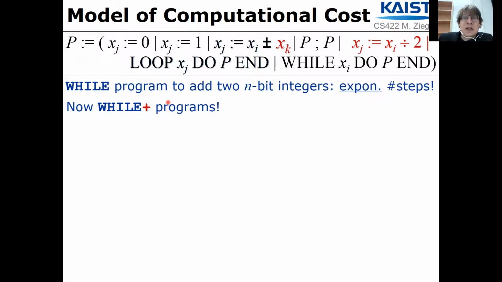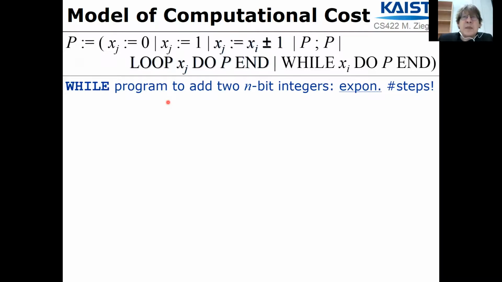So integer addition in this setting takes an exponential number of steps, exponentially in the binary length, linear in the value. This is unrealistic because this is not how your computer adds n-bit integers, not by repeated incrementing. This is not how you add integers on paper. You add integers digit by digit, and this is called long addition.